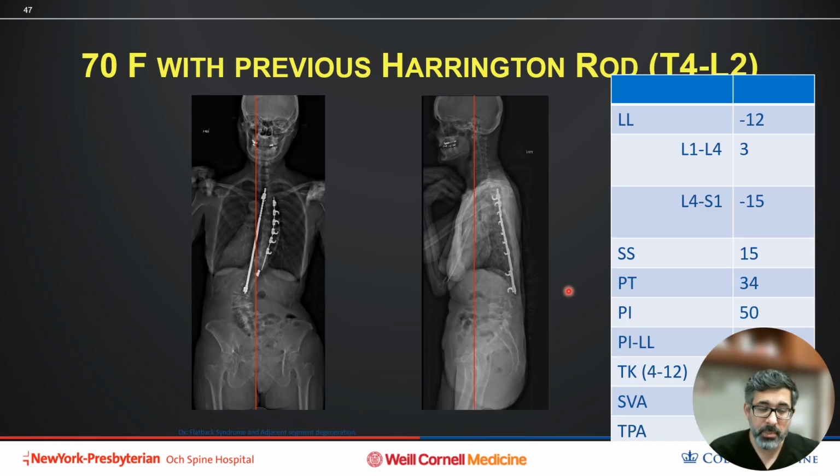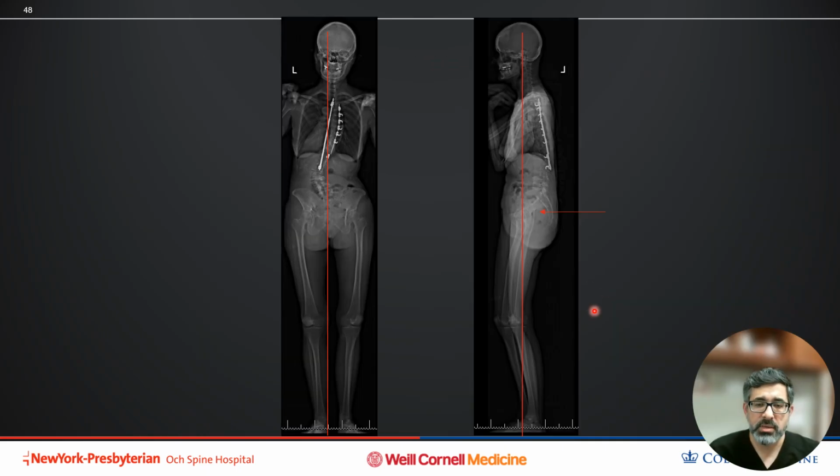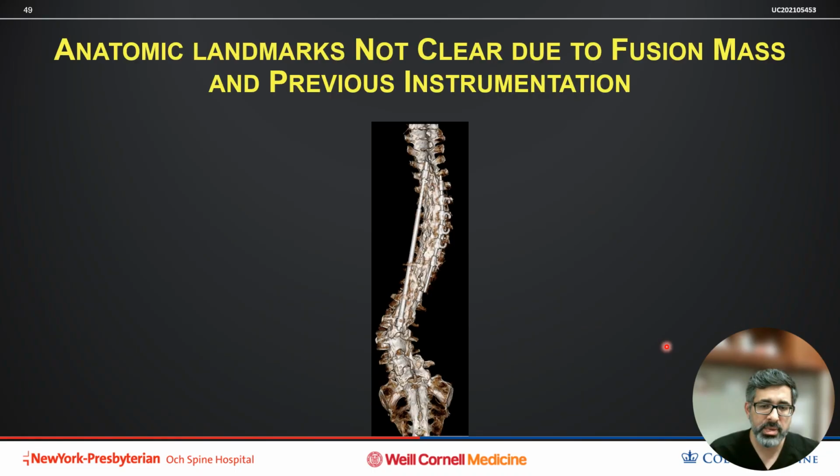Another example of merging of all these technologies together. This is a patient with prior Harrington rods T4 to L2, now has a lot of lower back pain, radiculopathy. And you can see she's bending her hips and knees and ankles to try to be able to stand up. Here's a 3D model of her spine. She's fused. Some of the landmarks are not quite visible because of the prior fusion.